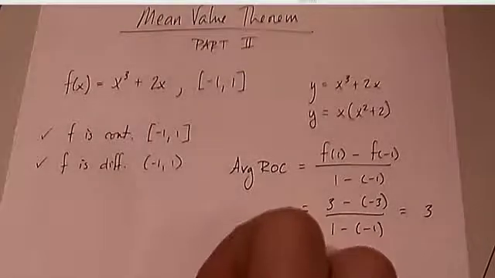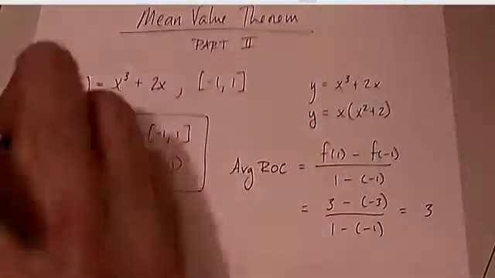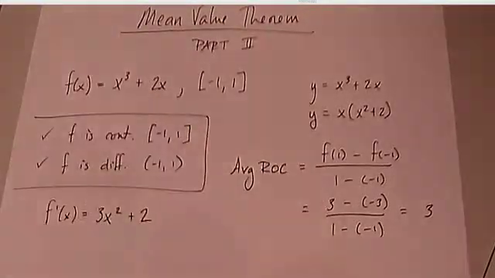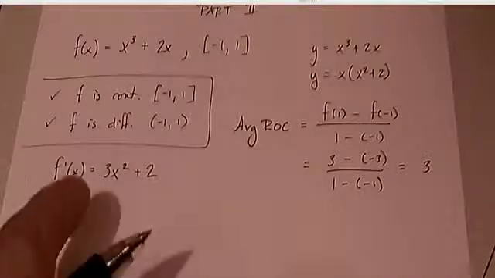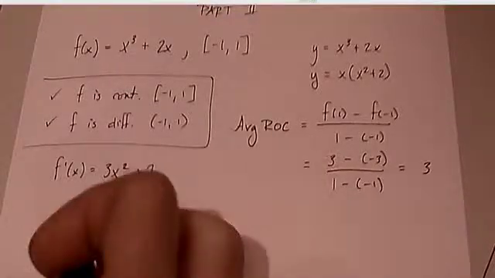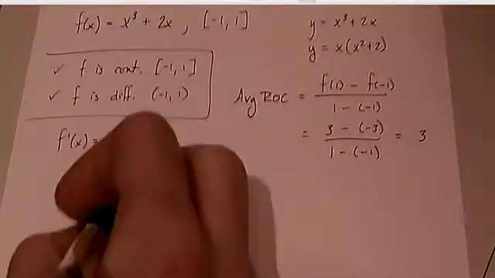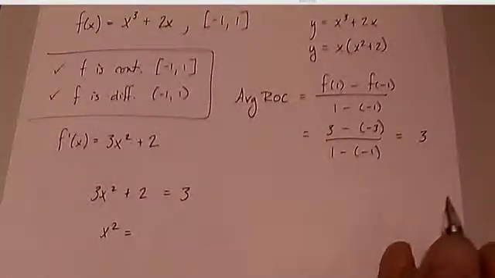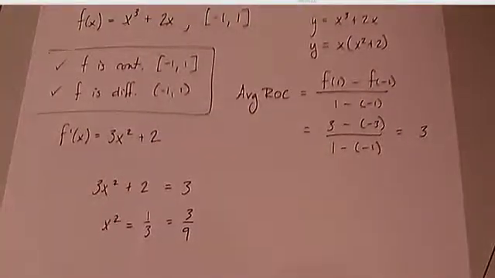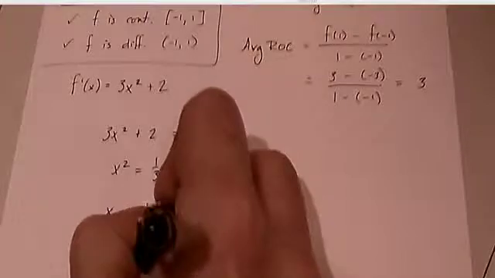What I need to know now is what the derivative is. We have f prime is equal to 3x squared plus 2. Now the question is, when is this equal to this? Let's set them equal to each other. After we subtract 2 and divide by 3, x squared is equal to 1/3, but let's call it 3/9 because I know I'm going to be taking the square root here, and I know that x is equal to plus or minus root 3 over 3.